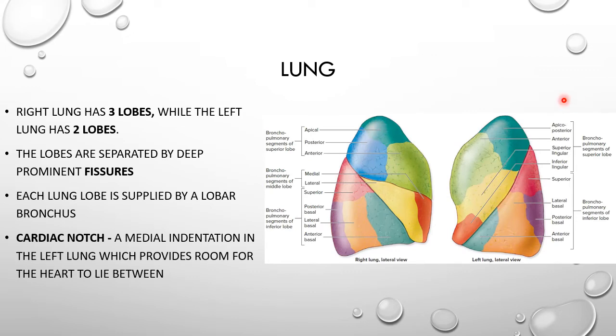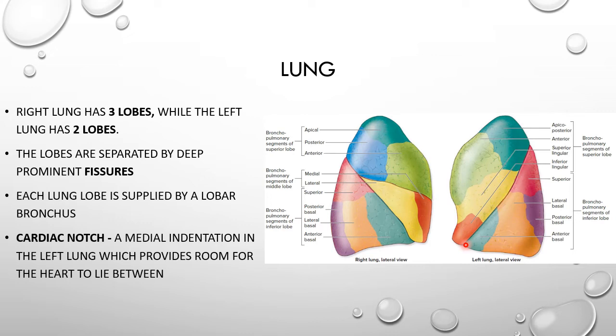Okay. So let's describe your lungs more. Your right lung has 3 lobes, while your left has only 2 lobes. Okay? So these are the lobes of your lung. 3, no, for the right and 2 for the left. Okay? The lobes are separated by deep fissures. So this is it. These are the fissures of your lung. You have a horizontal and oblique fissure, no? The left has only one fissure. Each lung is supplied by a lobar bronchus.